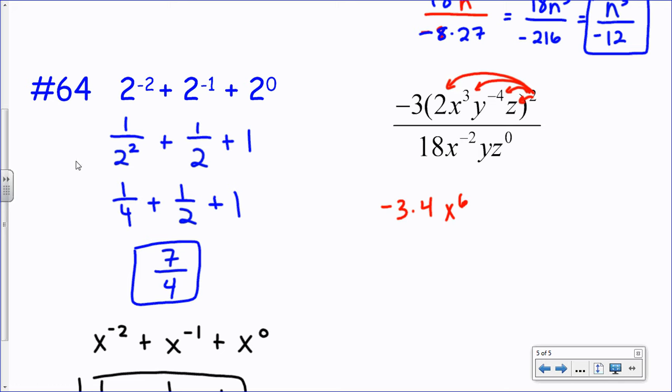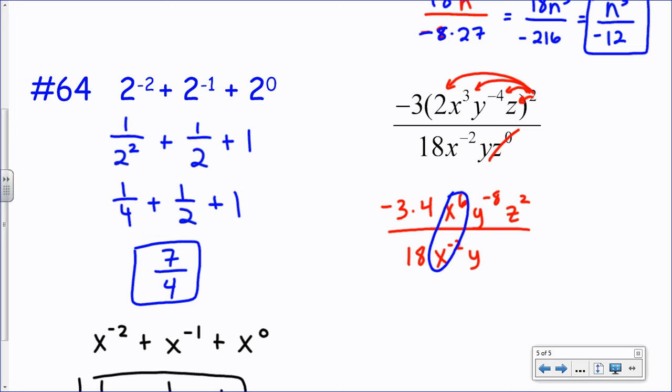X to the 6th, y to the negative 8, z squared over 18. I'm just copying the bottom down, except I don't even need to write that z to the 0. Z to the 0 is 1, so I'm not even going to write it. Okay, I'm going to combine my common bases.